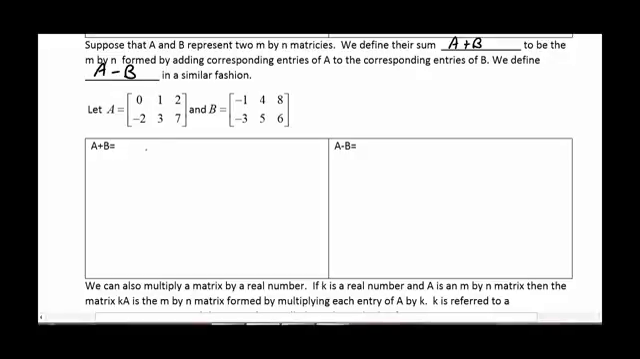So A plus B means I'm going to take 0 and add it to -1, which is its corresponding position. 1 plus 4, 2 plus 8, and then I'll go down to the second row and do the same trick. So I'll grab all the numbers: -2 plus -3, 3 plus 5, and 7 plus 6. Then I just want to simplify each step. So that's -1, 5, 10, -5, 8, and 13.